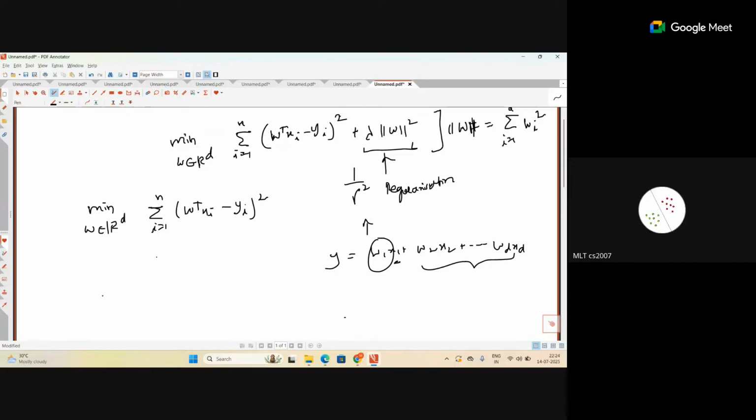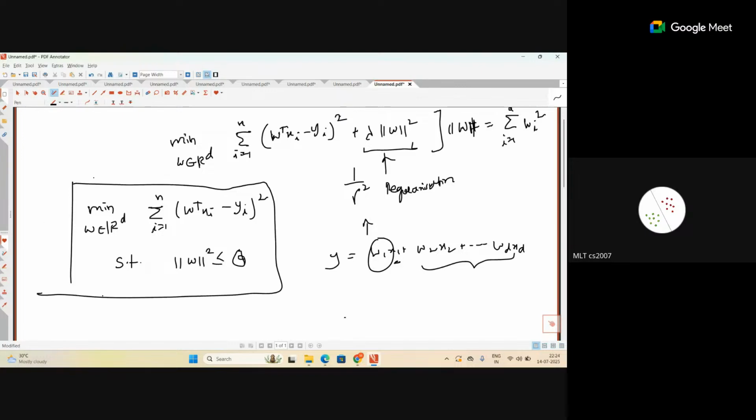Yi square. And how are we controlling that? We are saying that the length of w should be within some limit. Let's say that limit is theta. This is the same problem we are trying to solve. So here, lambda is regularizing that w. The weights shouldn't go outside certain limits, and that's how we are getting that lambda.